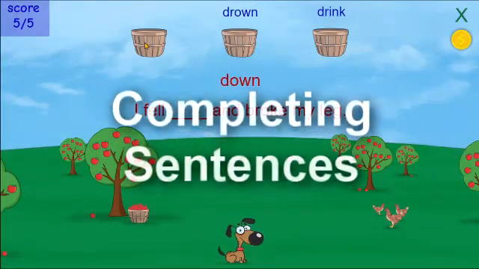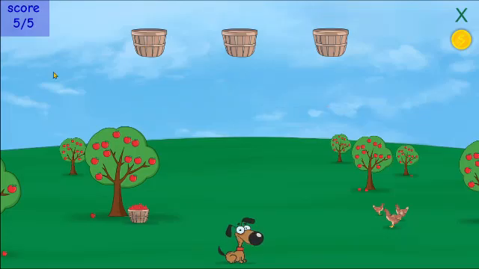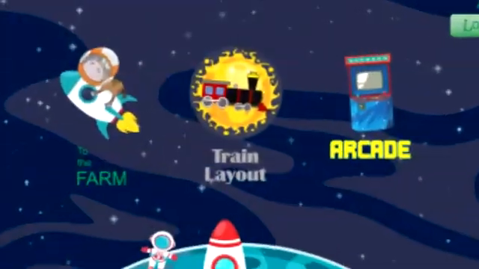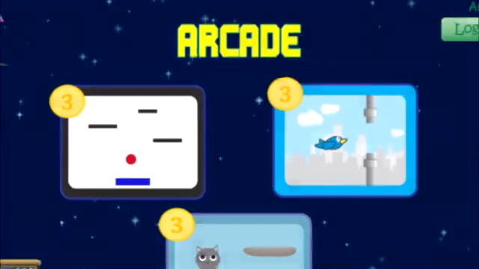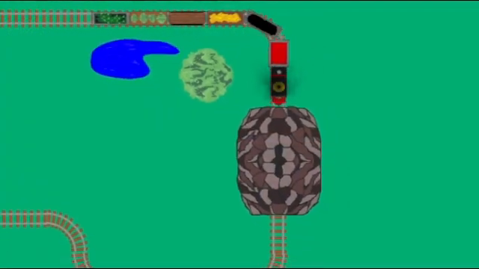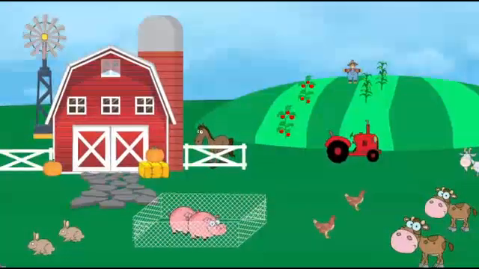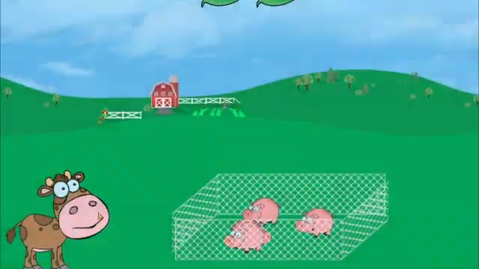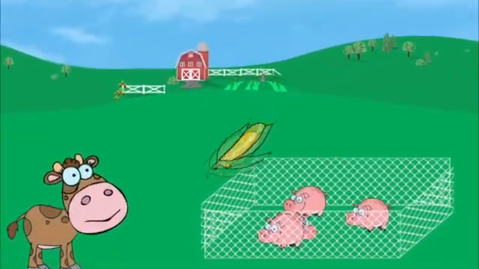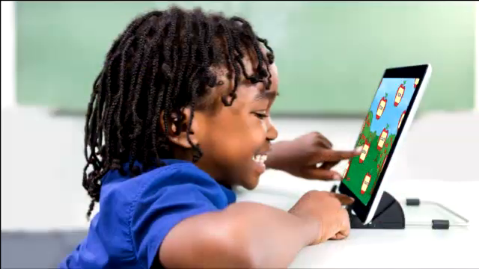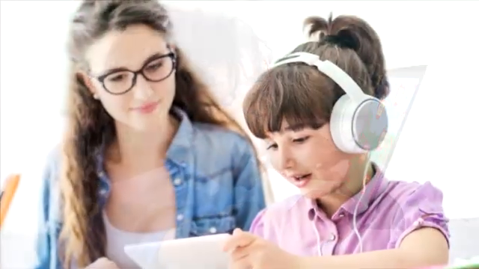As your students answer questions correctly, they'll earn coins, which can be spent in the fun zone, where they can play arcade games, create a train layout with a working train, create a farm, and buy food to feed their farm animals.